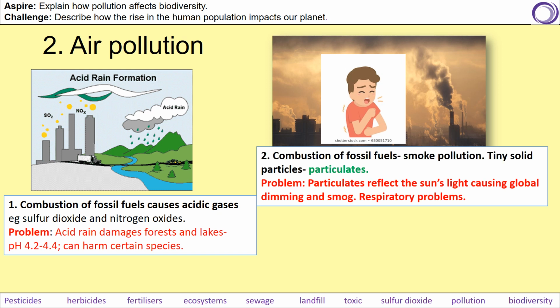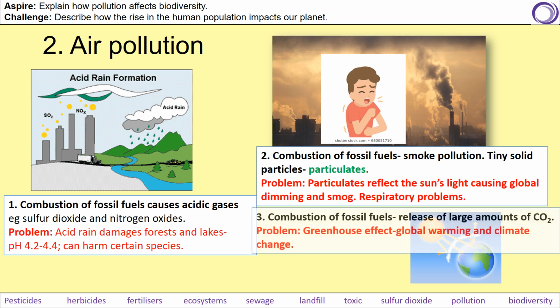The third type of air pollution that we're probably most familiar with is the production of greenhouse gases as a result of the combustion of fossil fuels, which releases a large amount of CO2. We know that the greenhouse effect contributes to global warming and climate change.